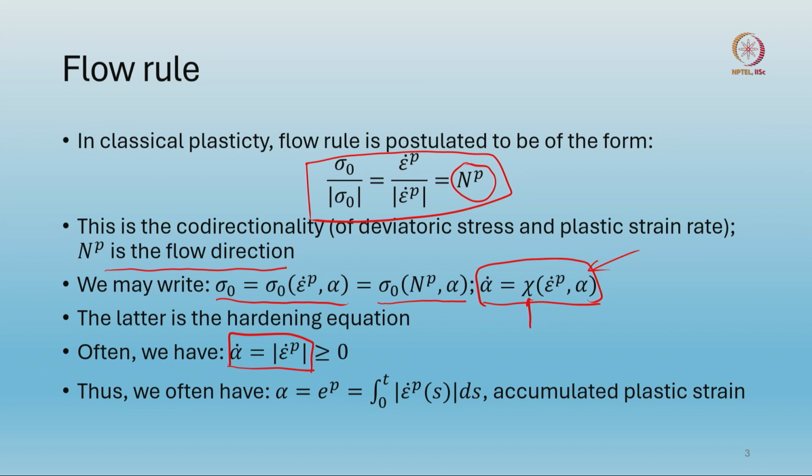So, we can actually define the accumulated plastic strain, which is basically EP, the integral of modulus of epsilon p dot with respect to time from 0 to small t, the current time. This is called the accumulated plastic strain, and that is nothing but the hardening variable alpha. You can clearly see this by integrating this equation, you see. So, this is essentially the prescription for our hardening.